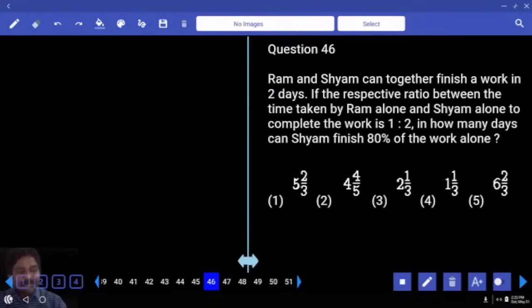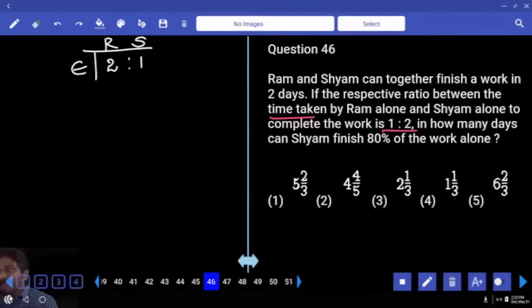Okay. We were given a ratio. What ratio is this? Time ratio only. You know the time and efficiency are inversely proportional. So for Ram to Shyam, the efficiency ratio becomes 2:1. Ram does 2 units, Shyam does 1 unit.